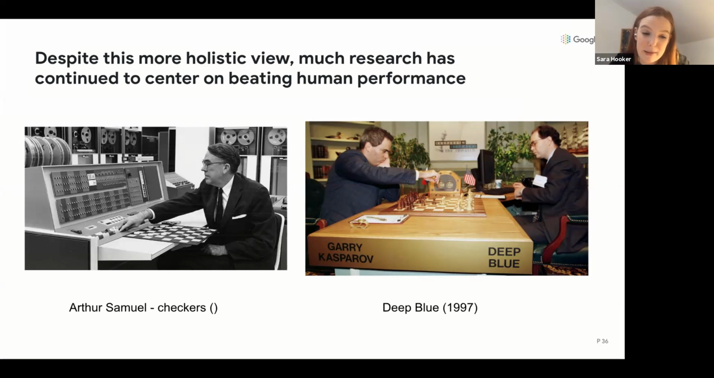So this is Arthur Samuel's checkers, with no date. I believe it was the 1950s. I think it was. It wasn't the 60s. Yeah, if someone is quick on their Google searches, you can put that date in the chat. But then it was Deep Blue in 1997. And you'll notice that both are essentially agents trying to compete against a human.